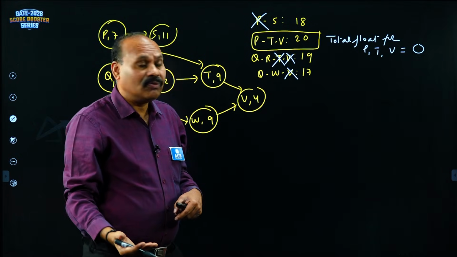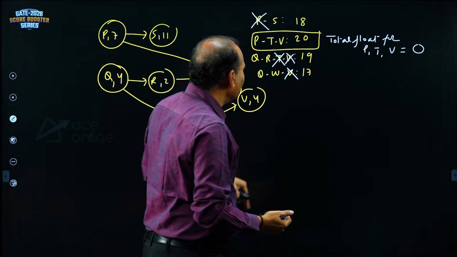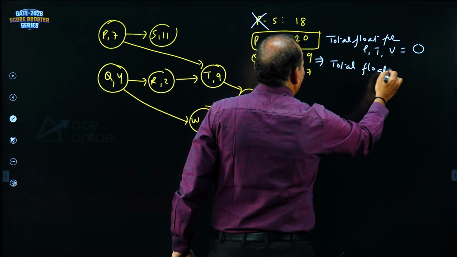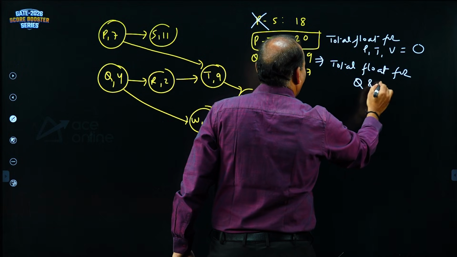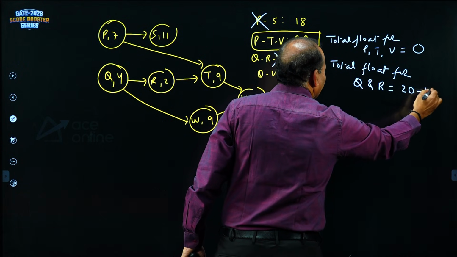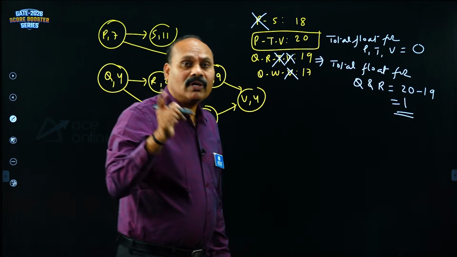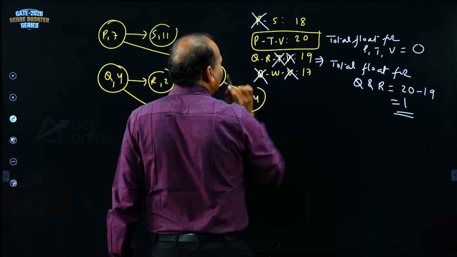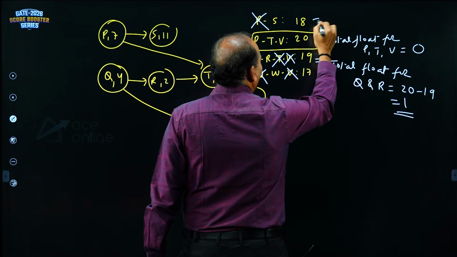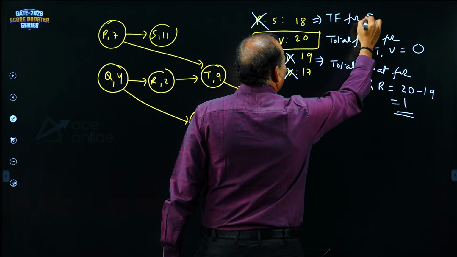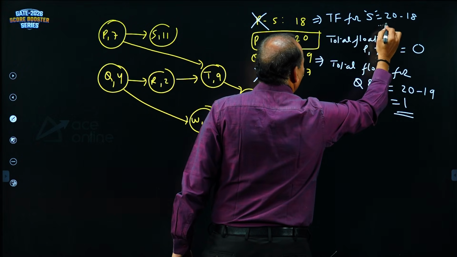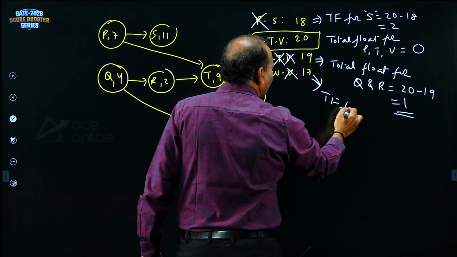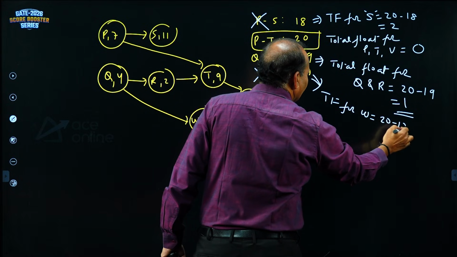Take the next to maximum value. What is the next to this? Next to maximum value is 19. So total float for Q and R is equal to 20 minus 19, that is 1. Total float for Q is 1, R also 1. Now Q we completed, right? Remaining parts you can cancel. Next to maximum is this. Total float for S is equal to 20 minus 18, 2. S is already over. Total float for W is equal to 20 minus 17, 3.